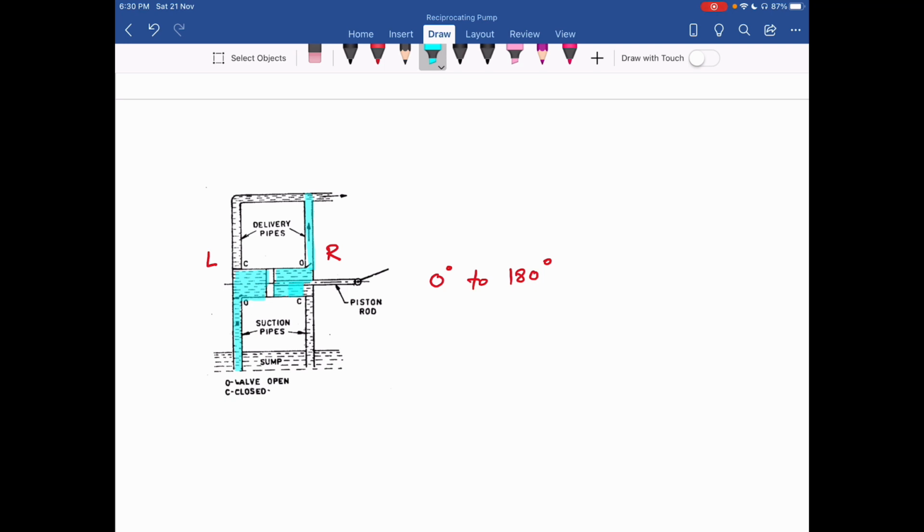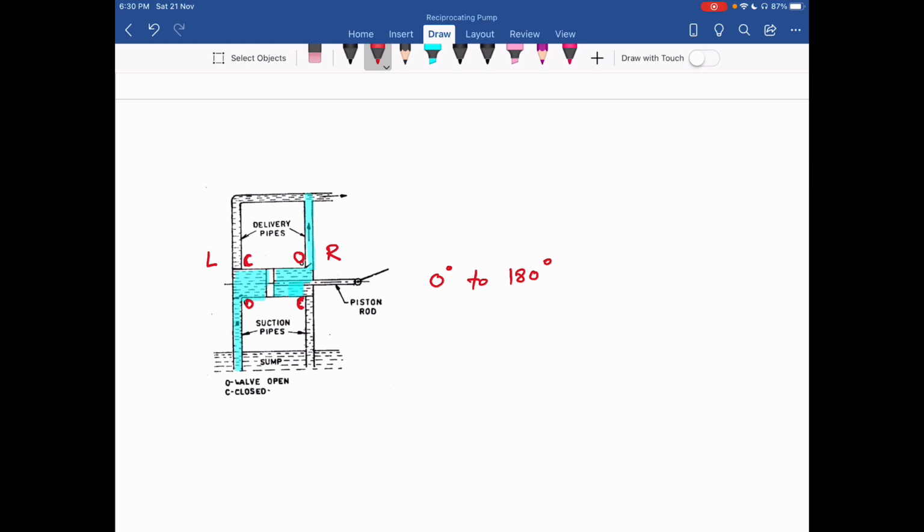Now during this you can see my this suction valve is open. Okay, we have two suction valves. This suction valve is closed. This delivery valve is open, and this delivery valve is closed. Okay, so this is what happens when crank rotates from 0 to 180 degree.